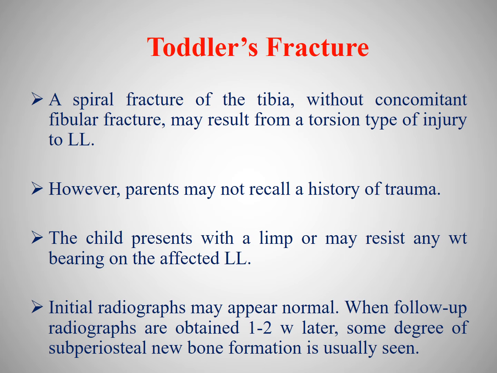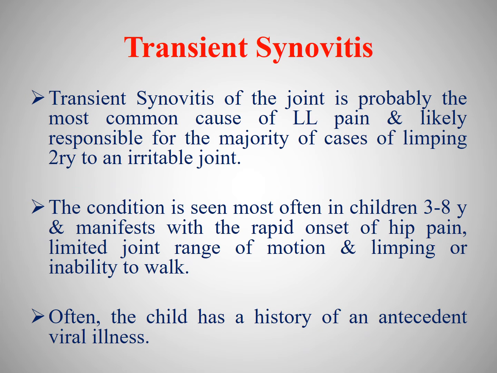The child presents with a limp or may resist any weight bearing on the affected lower limb. Initial radiographs may appear normal. When follow-up radiographs are obtained 1 to 2 weeks later, some degree of subperiosteal new bone formation is usually seen. Transient synovitis, the other name is irritable hip because it mostly occurs in the hip, is probably the most common cause of lower limb pain and likely responsible for the majority of cases of limping secondary to an irritable joint.